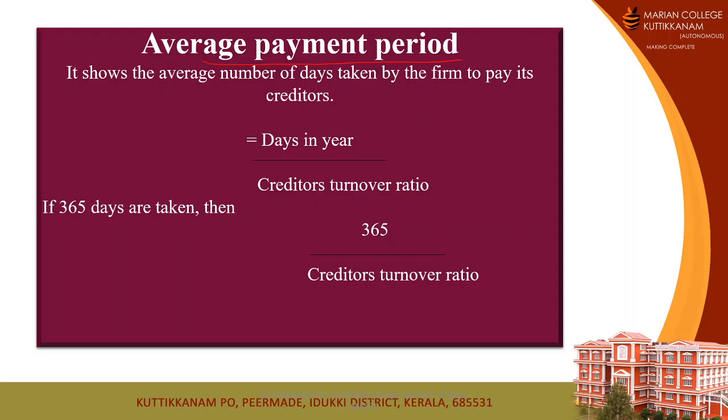Suppose a firm is very trustworthy, then automatically that firm will get more credit facilities or a longer credit period. So that might be the reason why it shows a high payment period ratio. This high payment period may also be because of lesser discount facility offered to them, or maybe they have purchased goods at a higher price. So while interpreting this average payment period, one should take extra care. Okay, I hope it is clear to you.